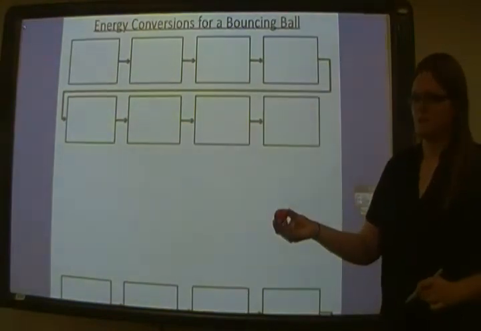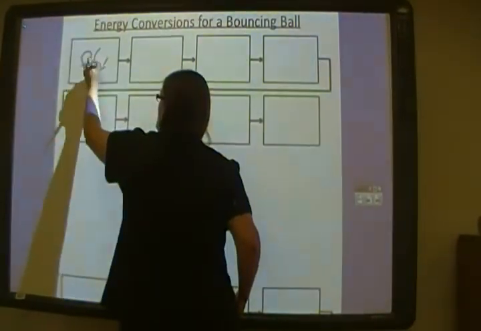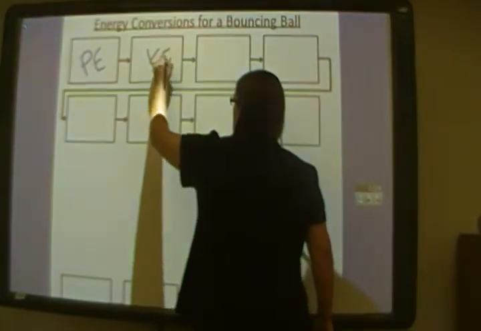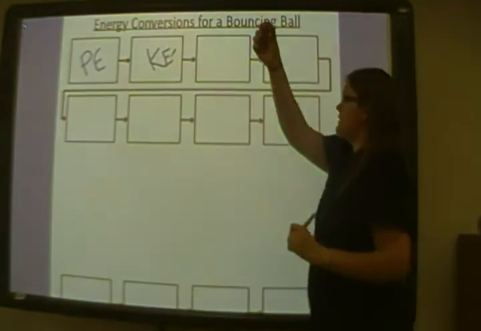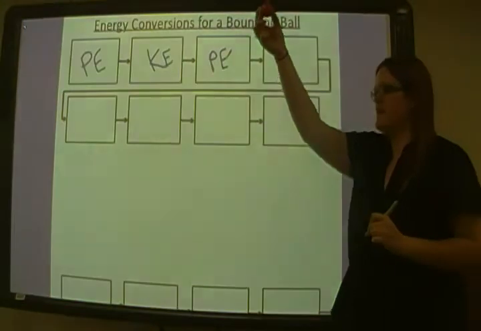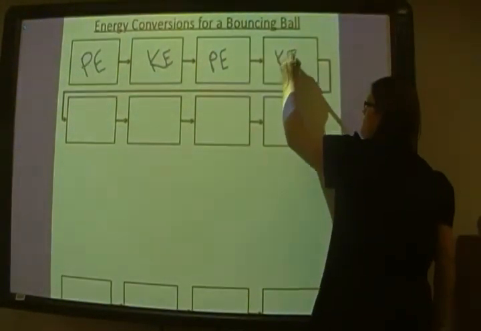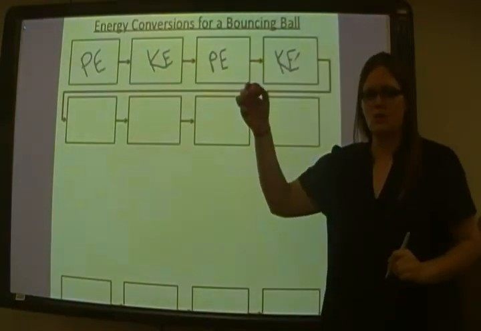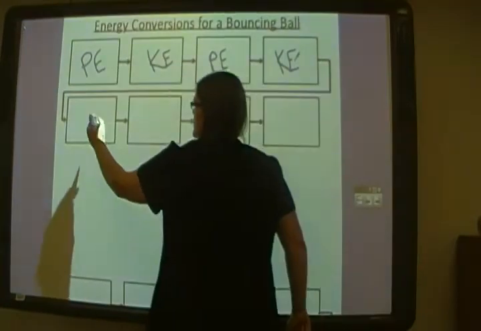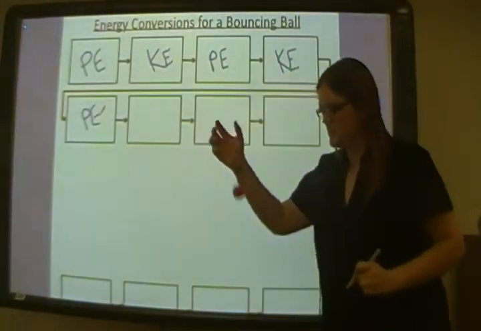In our bouncy ball system, we started with potential energy. As I gave it a toss, it converted to kinetic energy. And then at the peak, it was back to potential energy. As the ball fell toward the earth again, it converted to kinetic energy. And then as it hits the floor, there's a few more things going on. We know that there's potential energy as the ball compresses a little to the floor.